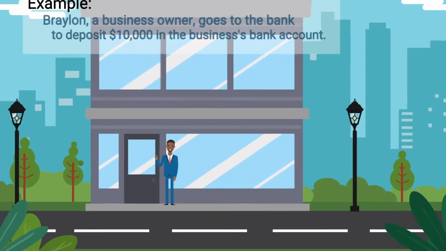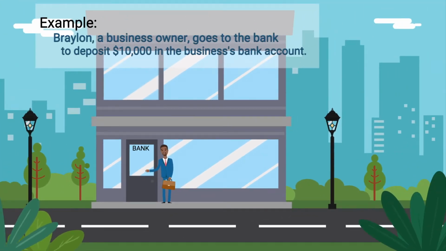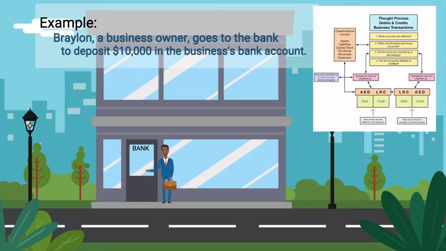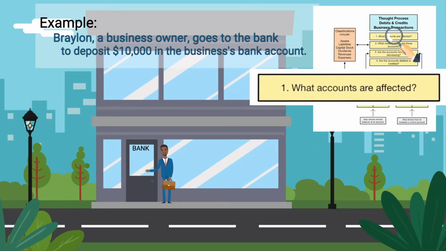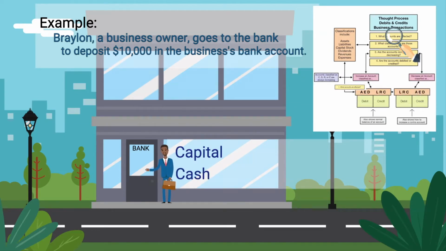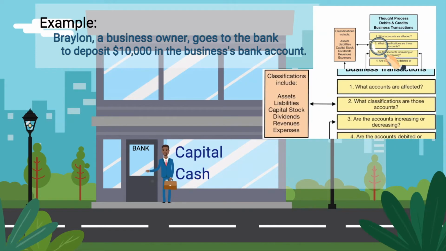In our first example, assume Braylon is a business owner that goes to the bank to deposit $10,000 in the business's bank account. In the first step, what accounts are affected? By definition, capital, because Braylon is giving money to the business, and cash, because the business's cash went up. In the second step, what classifications are those accounts? Capital is classified as capital, and cash is classified as an asset.